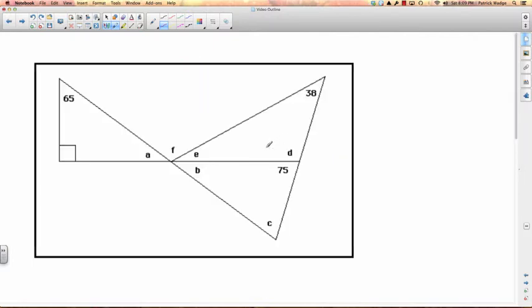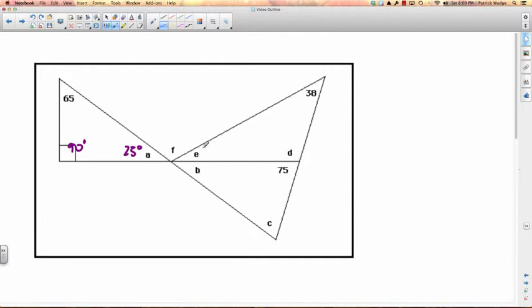Okay, kind of more of the same here. Probably don't even need to do all these examples. I think you probably need to start in this triangle. And you know this is a 90-degree angle, and now you have 2 in this triangle, so you should be able to get the third one. 180 minus 90 minus 65 is 25 degrees.